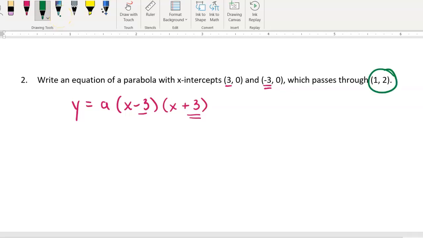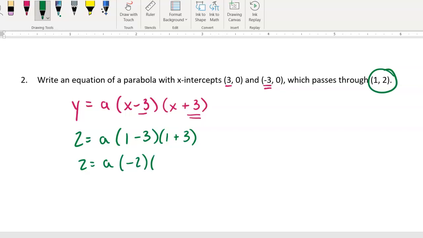Next step is we're going to use this coordinate. Remember, we're going to use that as your x and y values. So I'm going to put 2 in for y and replace x with 1. So it'll be 1 minus 3 and then 1 plus 3. Now, I would have probably normally just skipped that step, and I just would have written this down. Because I know we can do that in your head, 1 minus 3 is -2, 1 plus 3 is 4. But I just want you to be able to see where we get those numbers from. And now if we simplify that right side, -2 times 4 is -8.